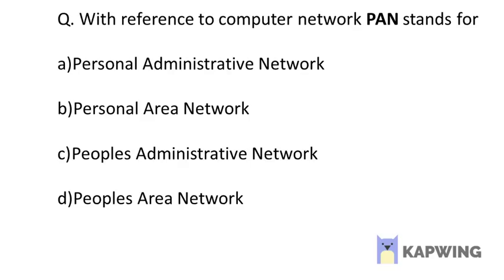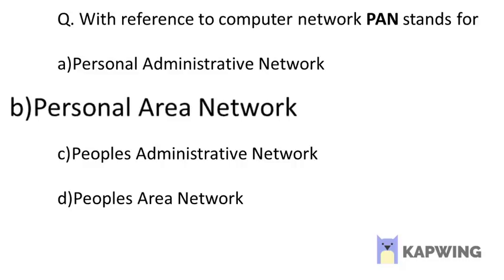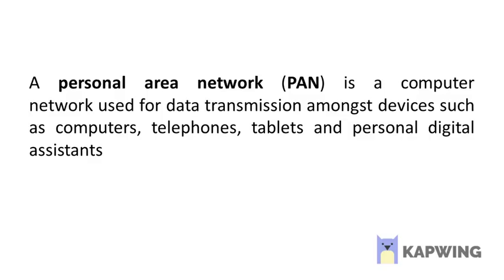Please remember the difference between the Local Area Network and Wide Area Network. Now the next question for today is, with reference to computer network, PAN stands for Personal. Option A is Personal Administrative Network, option B is Personal Area Network, option C is People's Administrative Network, option D is People's Area Network. So the correct answer for this MCQ is Personal Area Network.